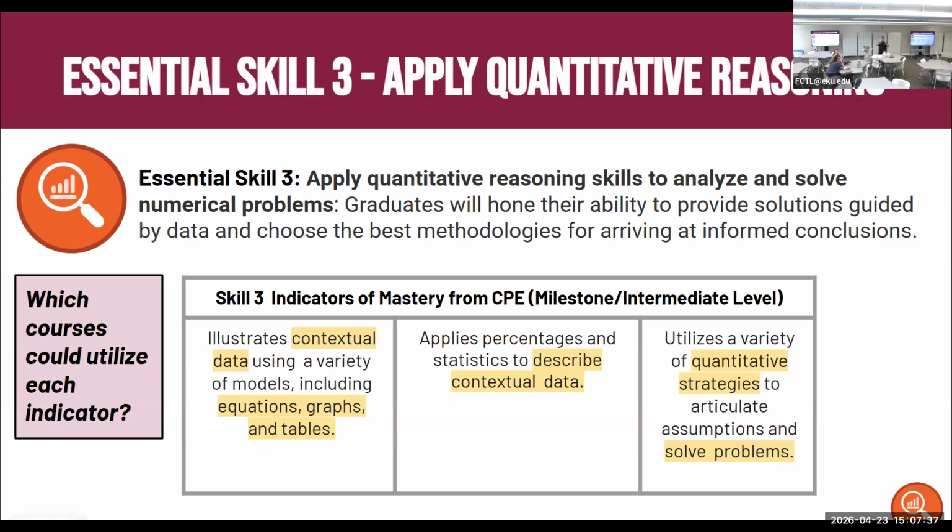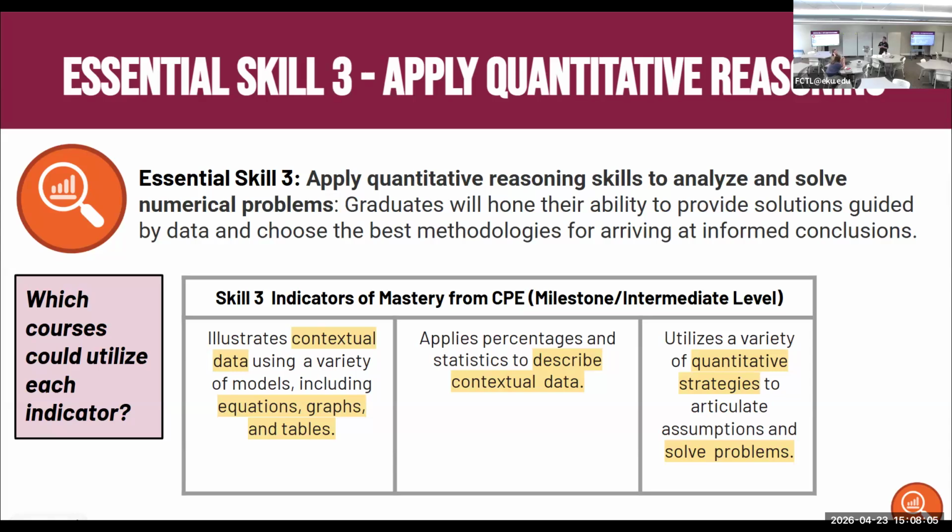So our goal is that a course can try to have one indicator within that course. And I would agree with you, like that first one that illustrates contextual data with equation graphs and tables, I think of Stats 215, the early entry stats class. The second one applies percentages and statistics to describe data. And then they take it a step farther, any of our stats. And we're not quite looking at a variety of strategies, but looking at maybe one.